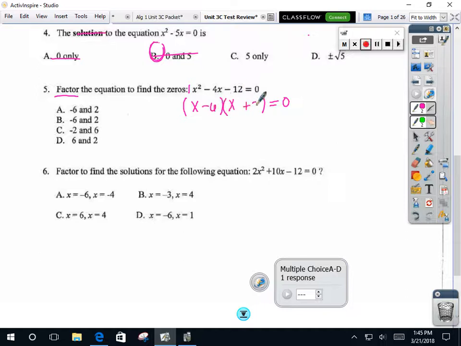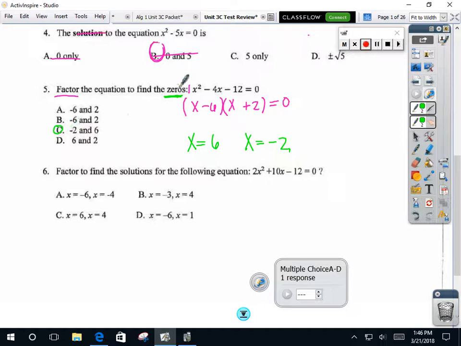Right. But now remember, those are the factors. The final solutions, which are otherwise called zeros, wouldn't you have to set that equal to 0 and it would become x equals positive 6? And you would set that equal to 0 and subtract the 2 and you would get x equals negative 2?